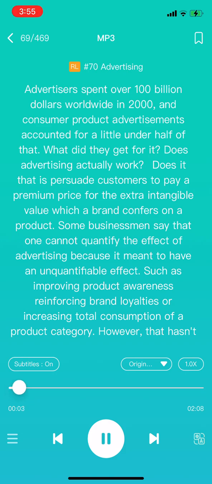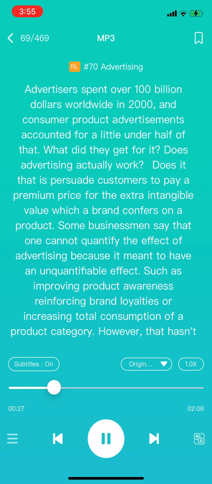Advertisers spent over $100 billion worldwide in 2000, and consumer product advertisements accounted for a little under half of that. What did they get for it? Does advertising actually work? Does it, that is, persuade customers to pay a premium price for the extra intangible value which a brand confers on a product?